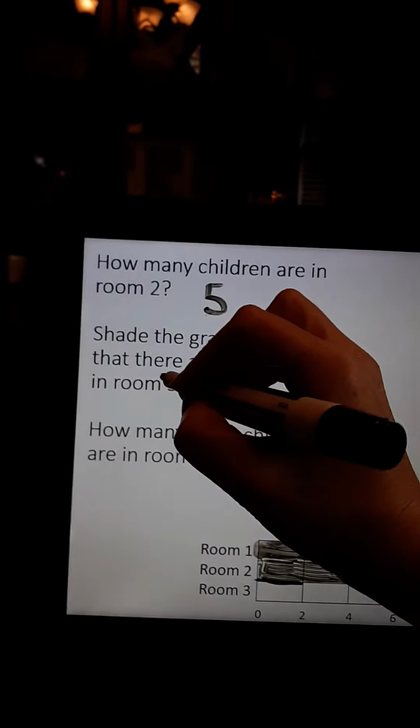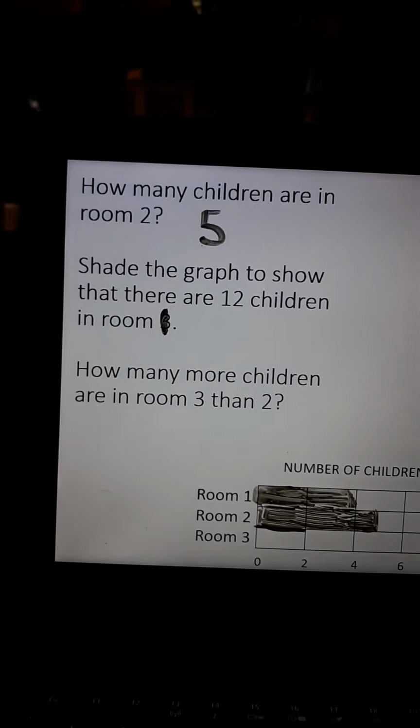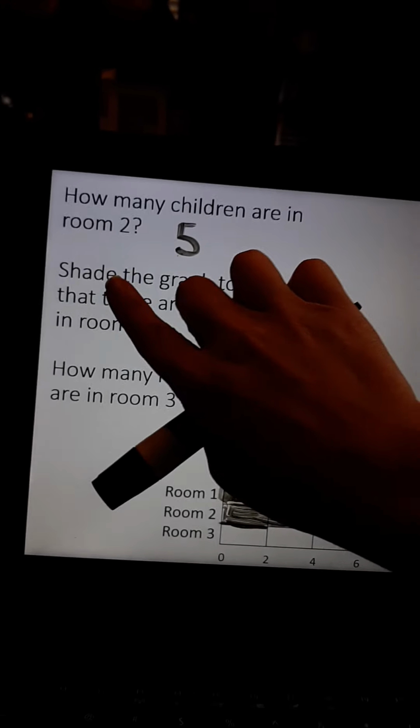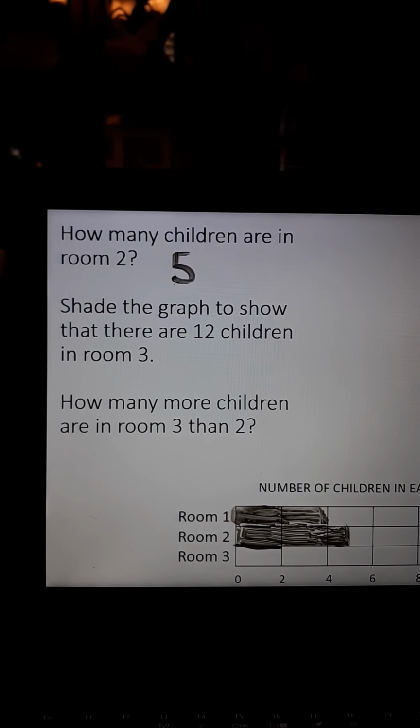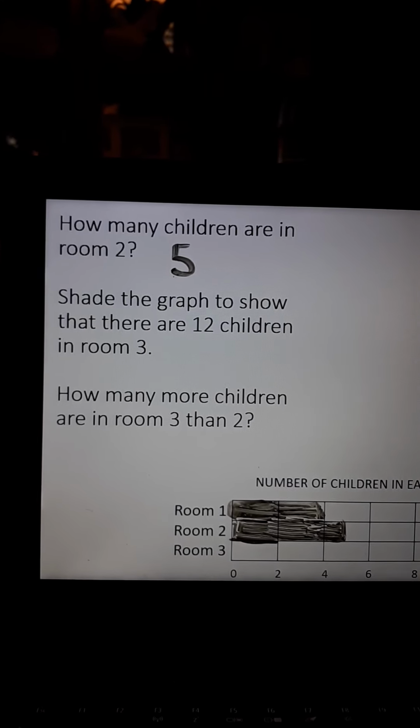So 5, and this is supposed to say 1. Oh, wait. I guess it does say 3. Okay. All right.